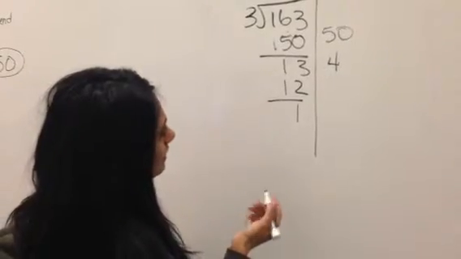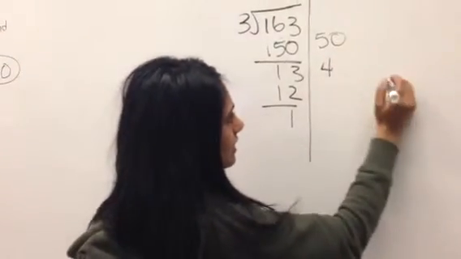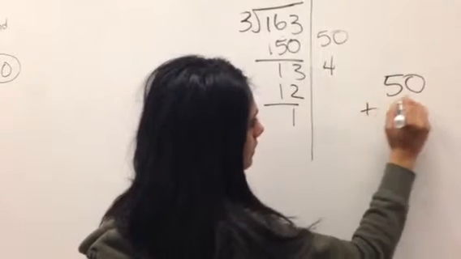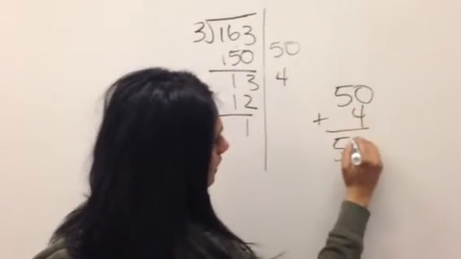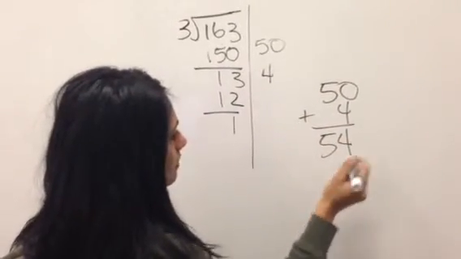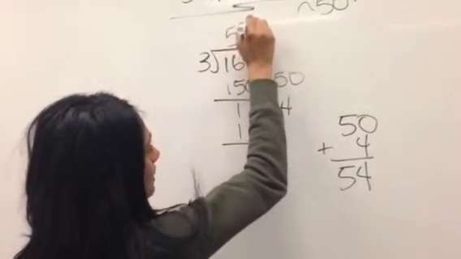So now we're going to add the quotient we have right here. So it will be 50 plus 4 equals 54. And we do have 1 remaining, so we'll write that up here. 54, remainder 1.